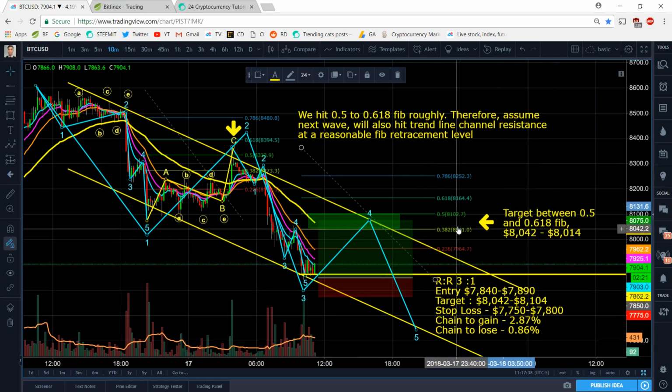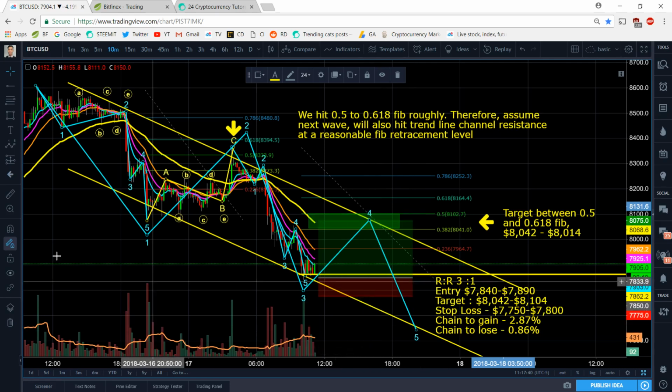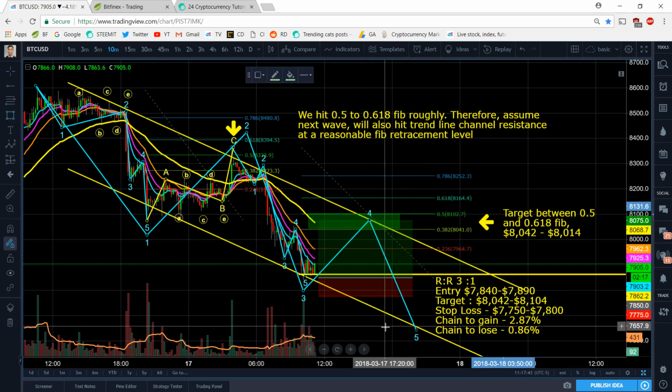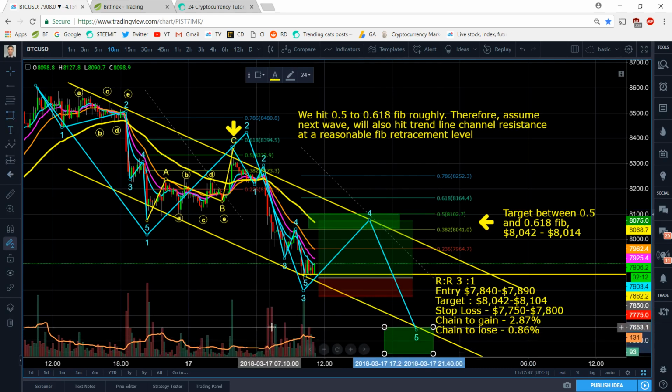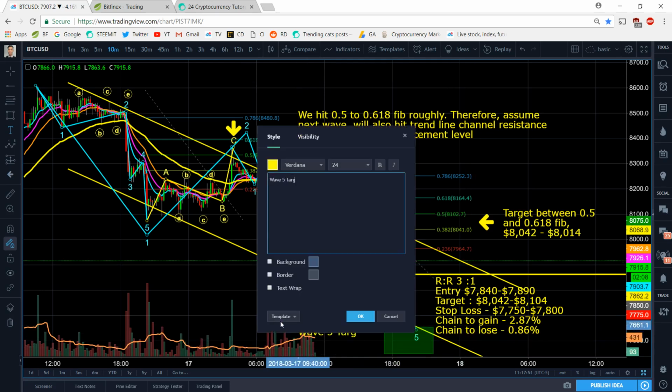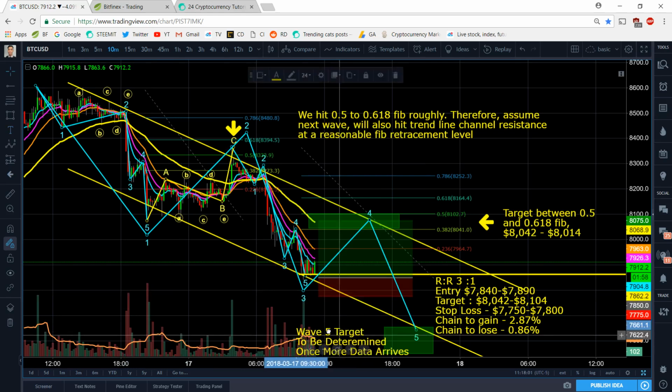This is my updated Elliott wave count, and we will talk about this target when the time comes. Wave 5 target to be determined, I will say, okay? Just to make sure that you guys understand this. Wave 5 target to be determined once more data arrives. Okay, so good luck with it, guys.